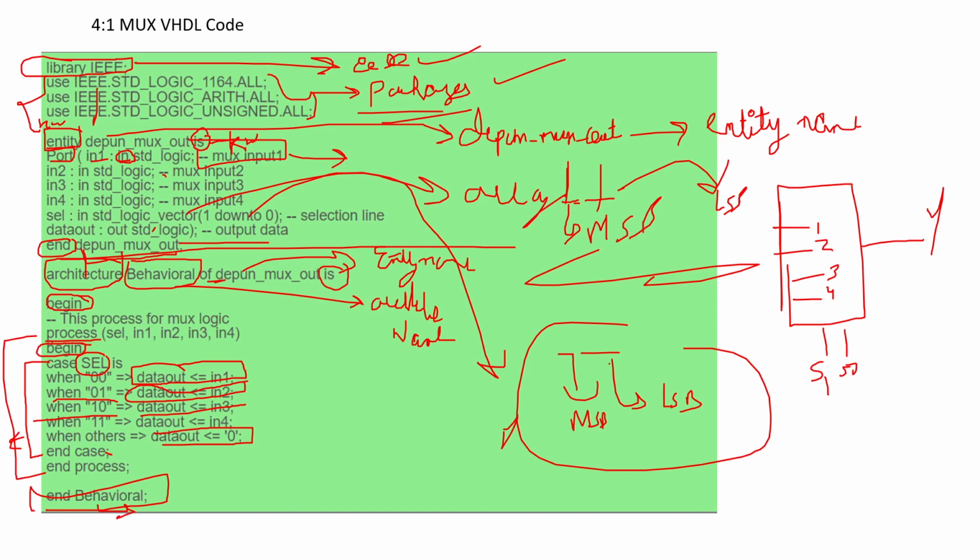What we have done here is simply, when s1 s0 is 00, 01, 10, 11, y is equal to I1, I2, I3, and I4. So input 1, input 2, input 3, input 4, this is basically happening inside the process list whenever any change occurs to any of the signals. So this was a VHDL code for a 4:1 mux.